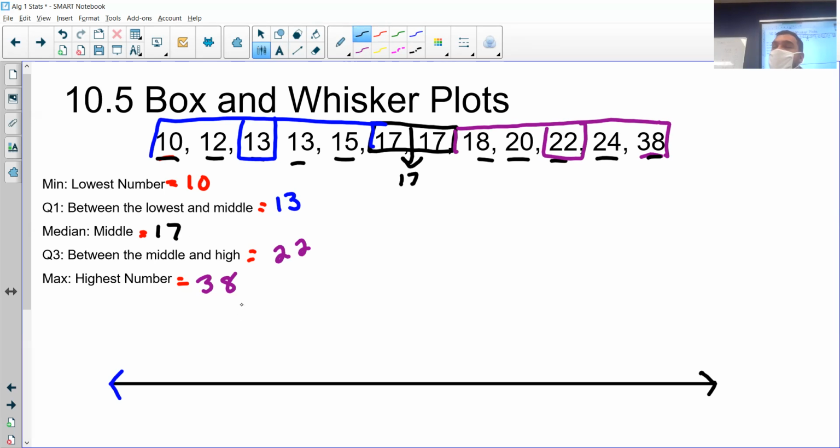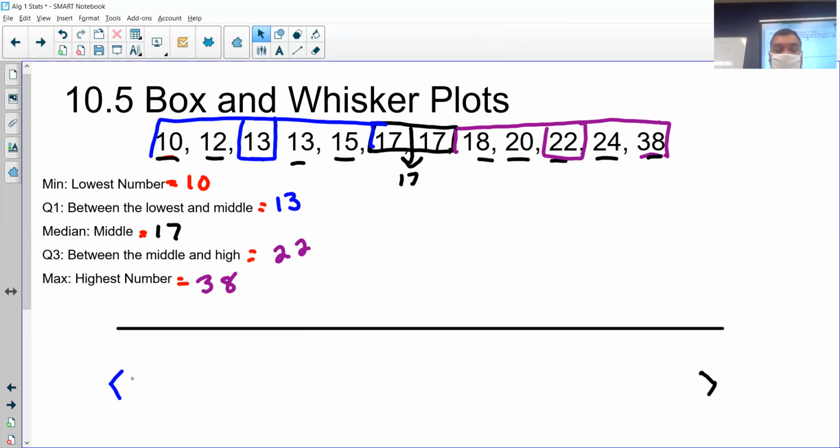After you have these numbers, you're going to make a number line. You could put it right above it or below it, doesn't matter. Why is it 22? No, you do not count the 17 now, because the 17 is used for the middle, and you don't use the middle to count from.